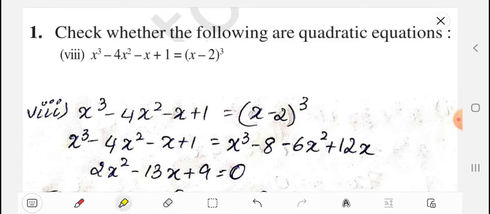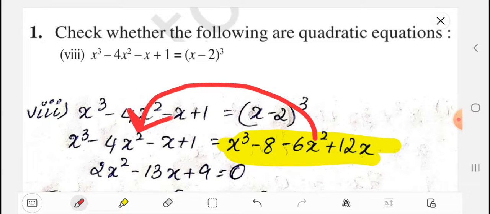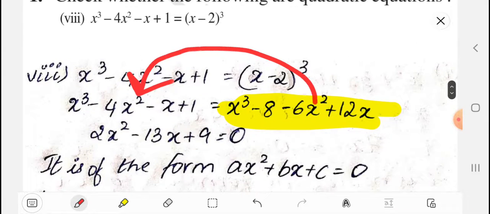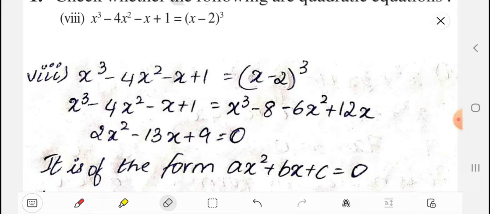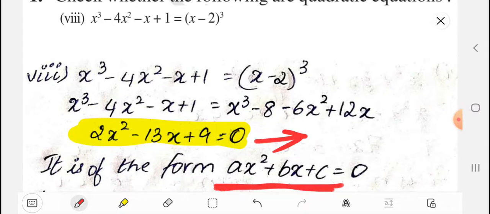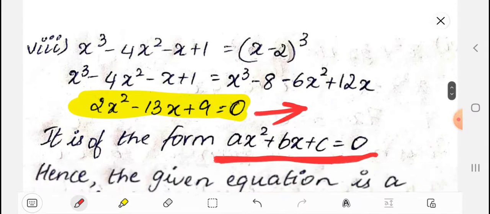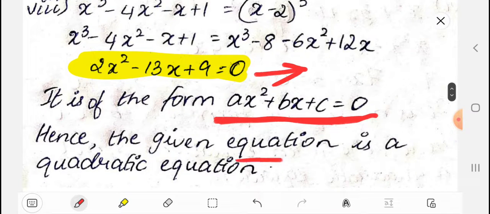Next step, take the RHS to the LHS. Shift RHS to the LHS. Simplify it and get a quadratic equation, or try to get a simplified quadratic equation. So we get this equation, which is of the form ax square plus bx plus c equals 0. Hence, the given equation is a quadratic equation.